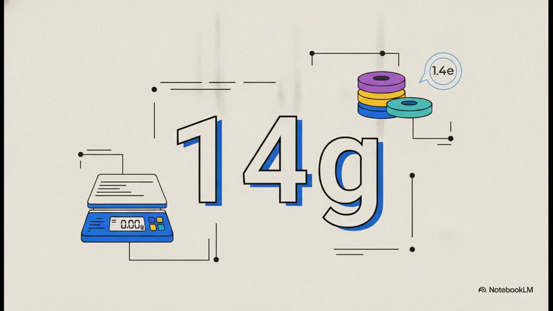Now pay close attention, because this is the most critical number in the whole procedure, 1.4 E. The rules strictly dictate that our extra testing load has to be exactly 1.4 times E. Do the math, 10 multiplied by 1.4, and we get exactly 14 grams. That 14-gram weight right there, that's the star of the show. That's what we'll use to prove if the scale is truly sensitive.